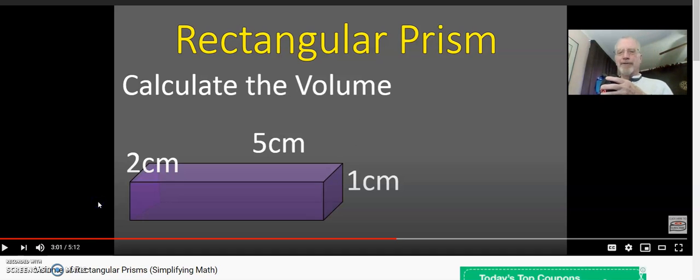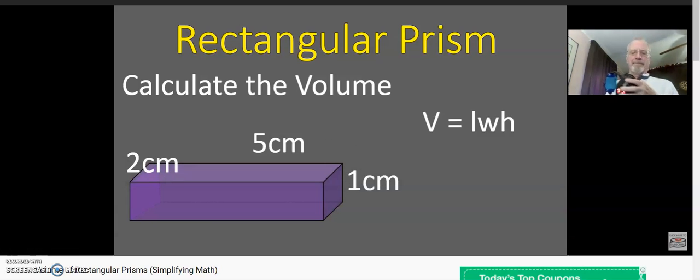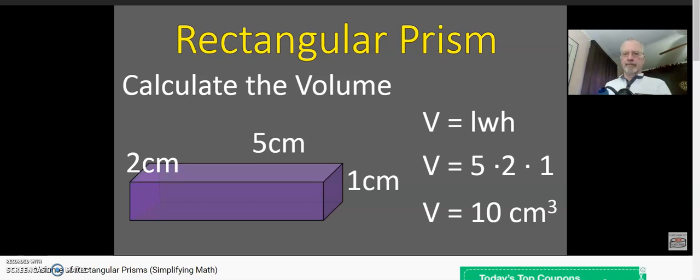Okay, there's our first one. See if you can find the volume of this rectangular prism and type it into question and answer chat. This is a tough one, especially multiplying by 1. 5 centimeters is our length, 2 centimeters is our width, 1 centimeter is our height. So our volume is the length times the width times the height, and I would write that out as 5 times 2 times 1 and calculate that as being 10 cubic centimeters.